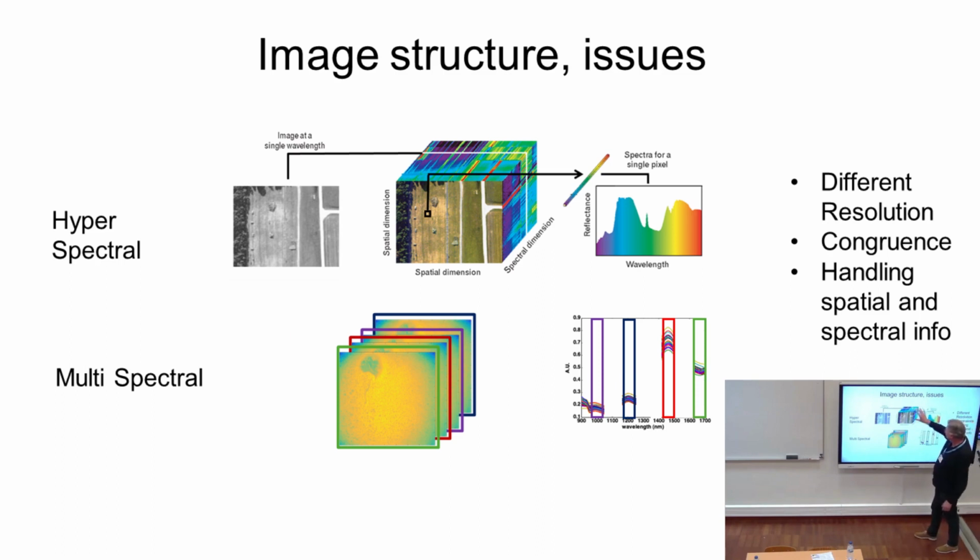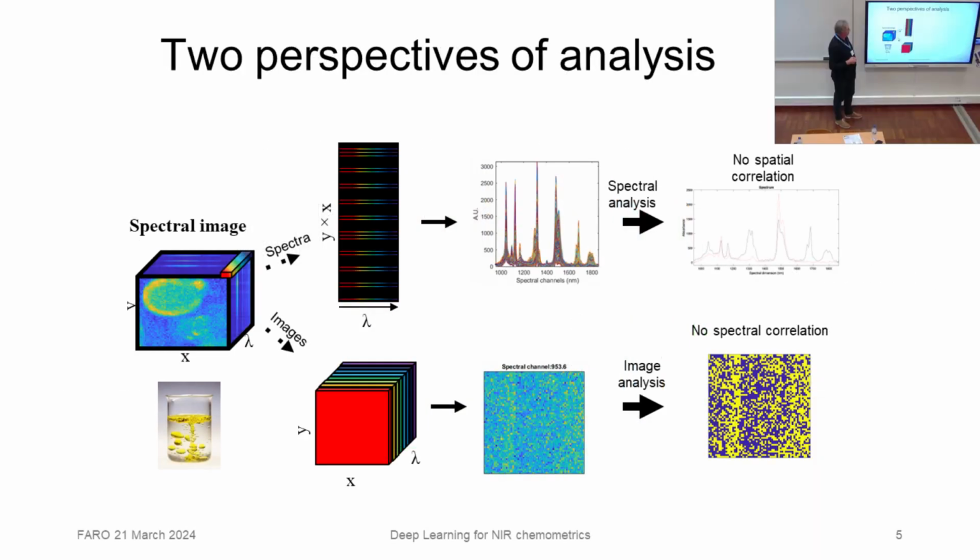And a degradation of this hypercube is multispectral. For multispectral, we have only combinations of bands like that. I think that we have only a small number, but the limit between hyper and multispectral is a bit fuzzy. Okay. So you have different resolution, and you have to handle spatial and spectral information. So 2 perspectives of analysis from spectral image, hyper or multispectral image.